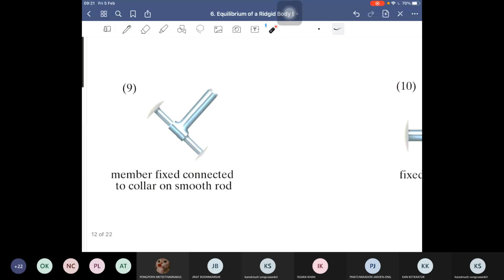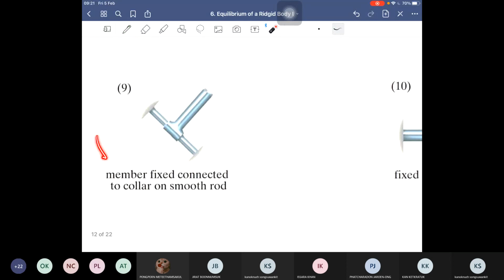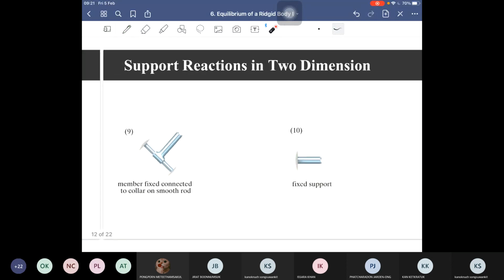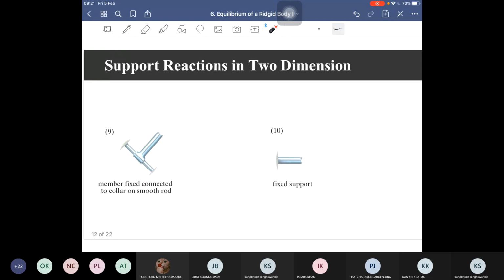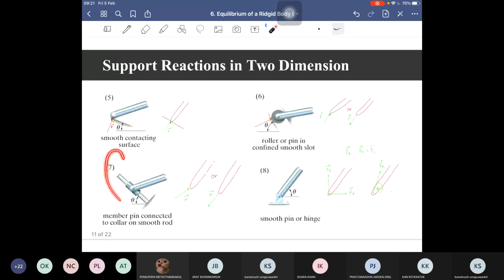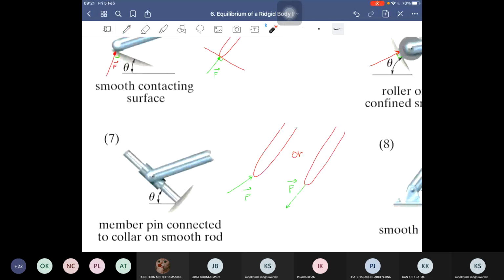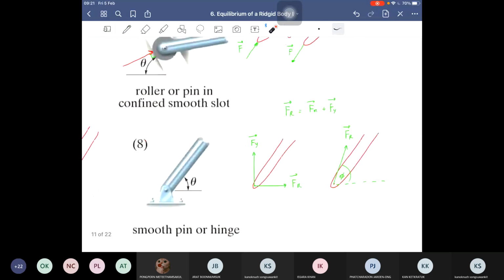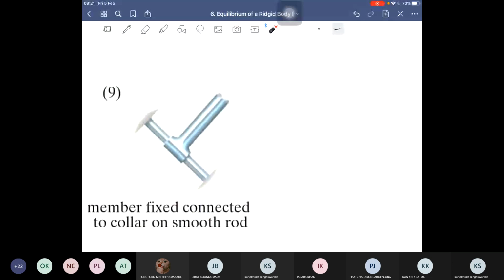The support number 9 is a member fixed connected to a collar on a smooth slot. It is different from the support number 7. The support number 7 is fixed by the pin, so it still can rotate. But for the support number 9, this point is fixed. It's a solid body. Therefore, it cannot rotate. It means that this type of support must produce a couple moment to resist the rotation.